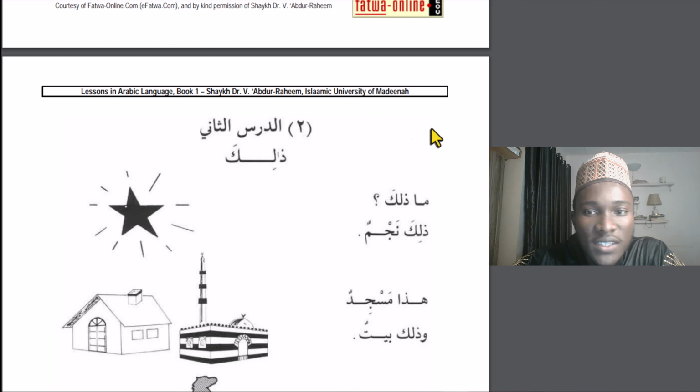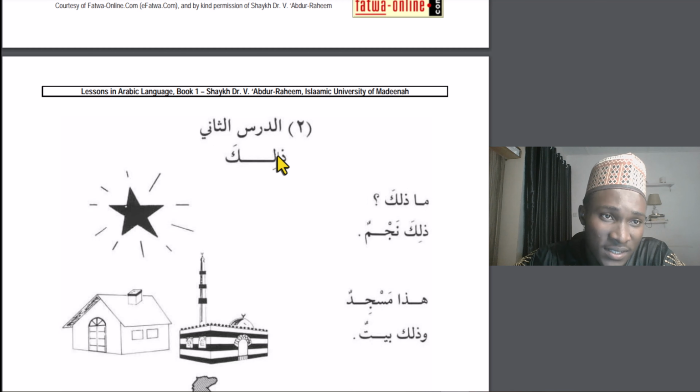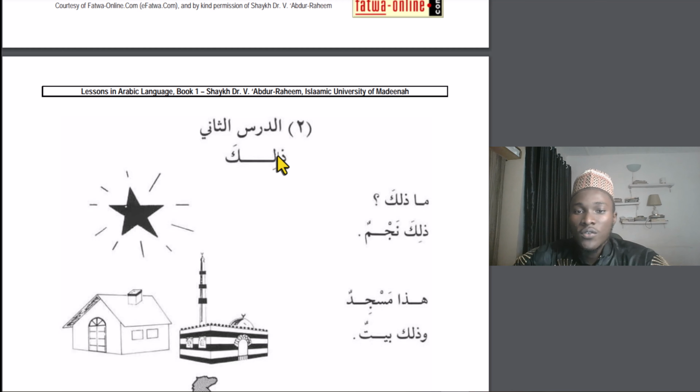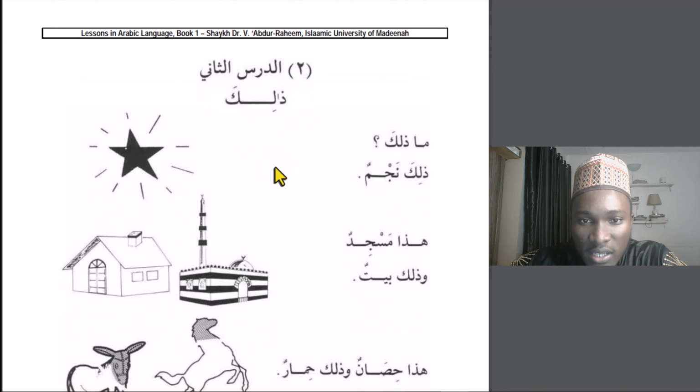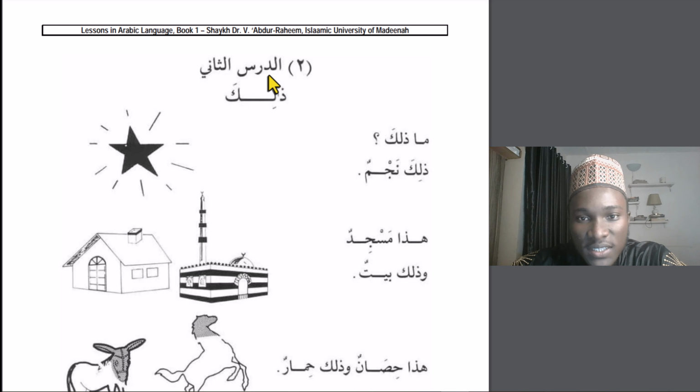So this is module 3, where we are moving on to lesson 2 in the book that we are using, Durusul Lughat al-Arabiyya li ghayri natiqina biha. So now we'll be proceeding without wasting our time. We're proceeding on to Ad-Darsu Al-Thani, which is the second lesson.